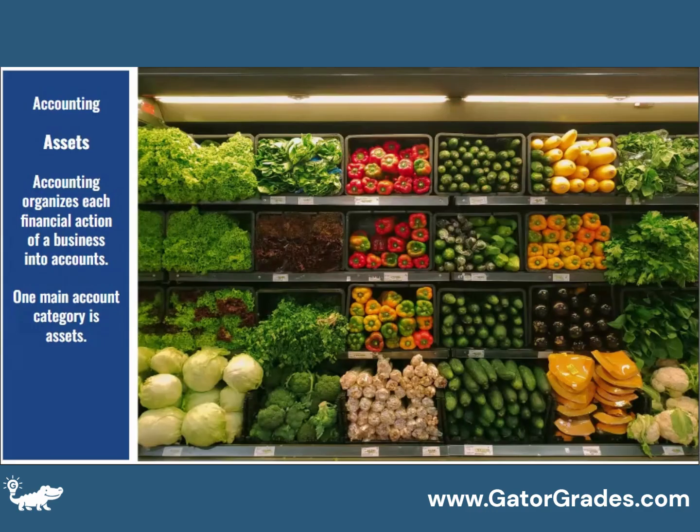Let's begin with a question. What does accounting do? Accounting organizes each financial action of business into accounts, and one of these main account groups are assets. For example, the vegetables that we see in this photo would be an asset because the business could potentially sell these to a customer. Other assets include the lighting, shelves, and crates that present the vegetables to customers for sale.